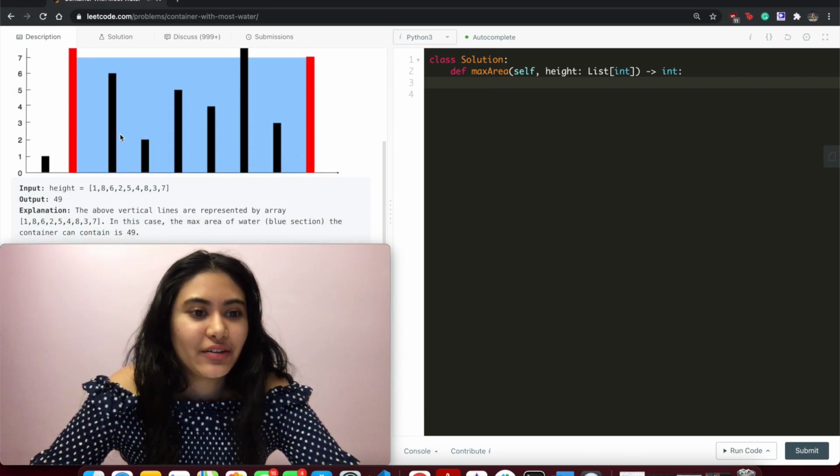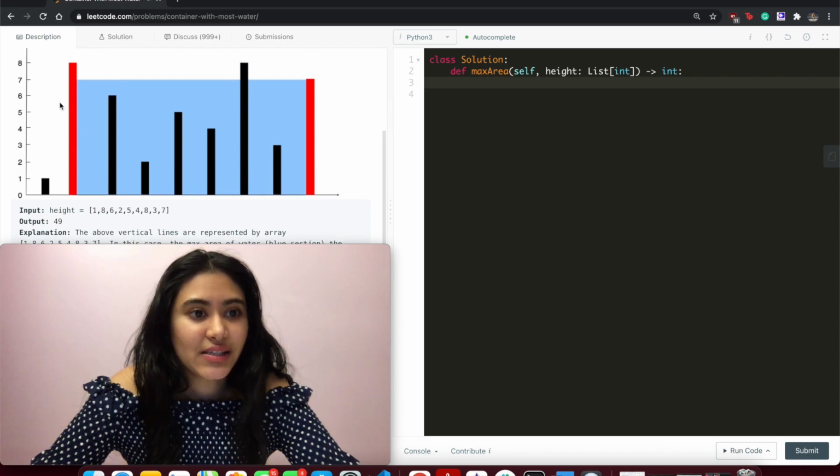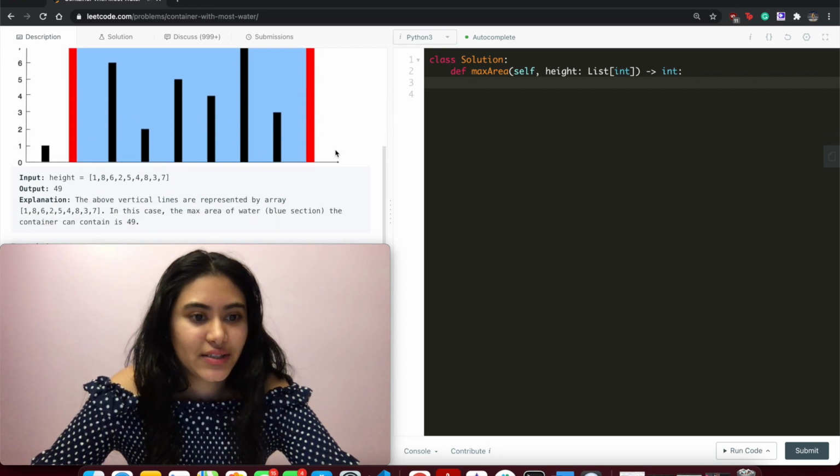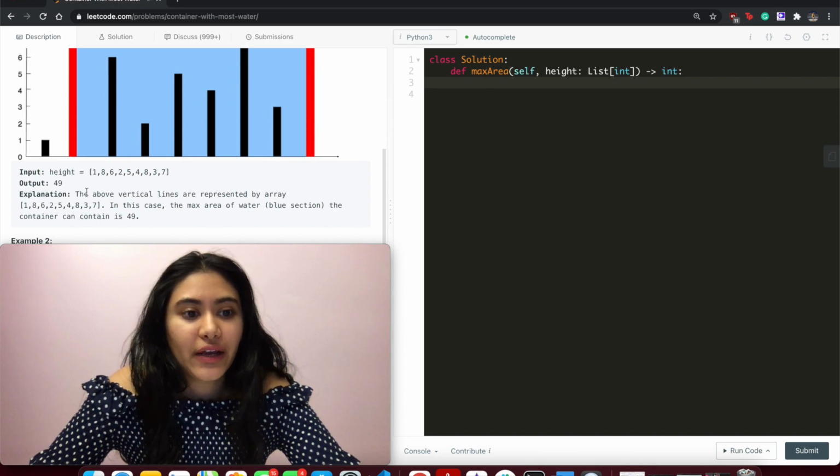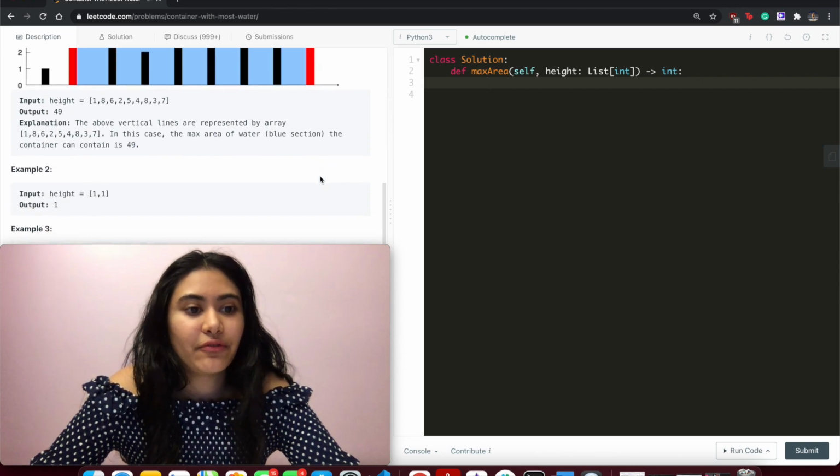So how do we form that, right? Here we would output 49 because the max container would be 7 times 7 across, 1, 2, 3, 4, 5, 6, 7, to get 49. The above vertical lines are represented by the array that we are given. In this case, the max area of water the blue section container can contain is 49.